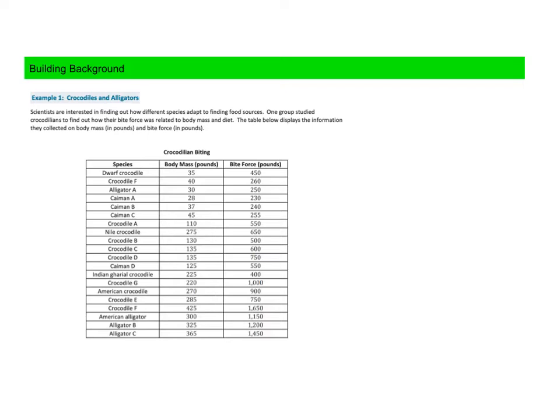So just want to look at this table real quick to talk about what they have found. They have a bunch of different species of crocodilians. They have the body mass of each one and then the bite force. Okay, and then on the next page we're going to see this put into a scatter plot. So let's go ahead and move to the next slide.